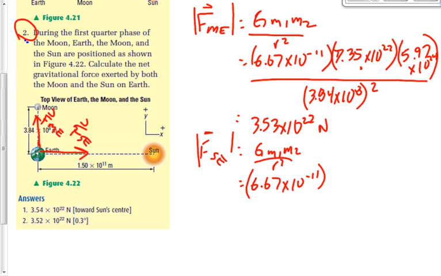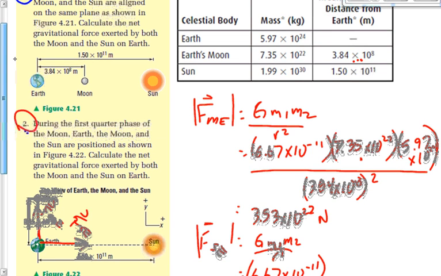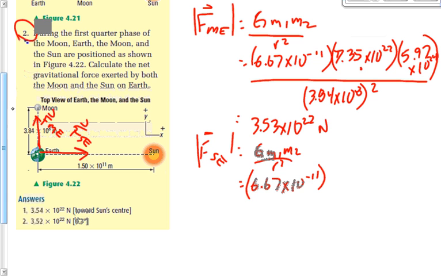I'm sorry? What's the wrong value? What is? Oh, okay, I see what you mean. So what does this work out to be then? 1.99 times 10 to the 20. Is that right, guys? Okay, thank you.